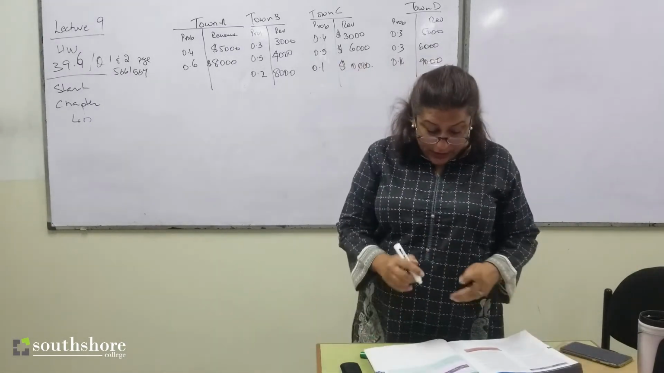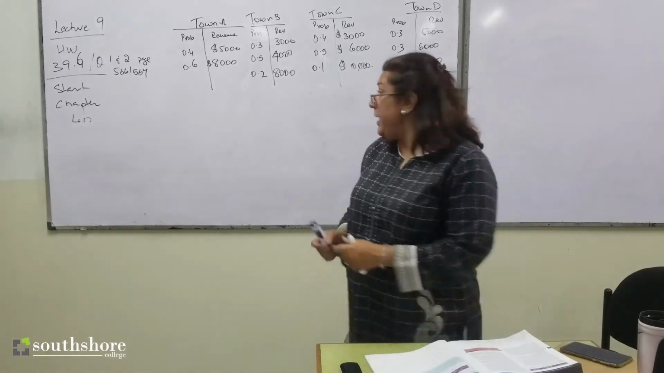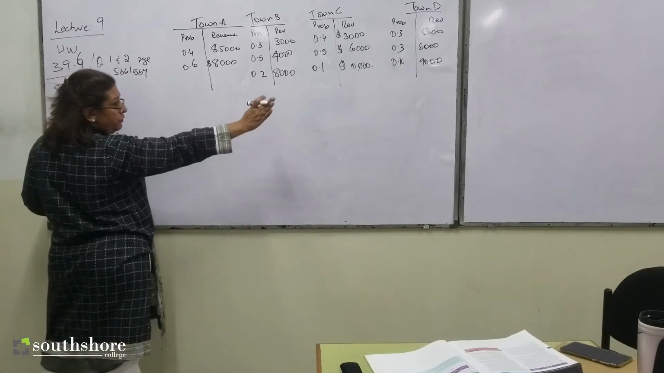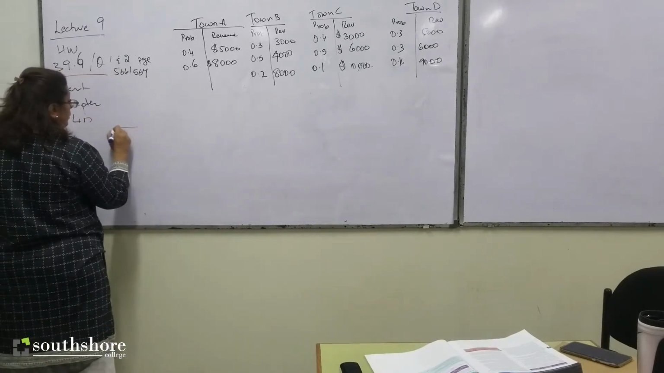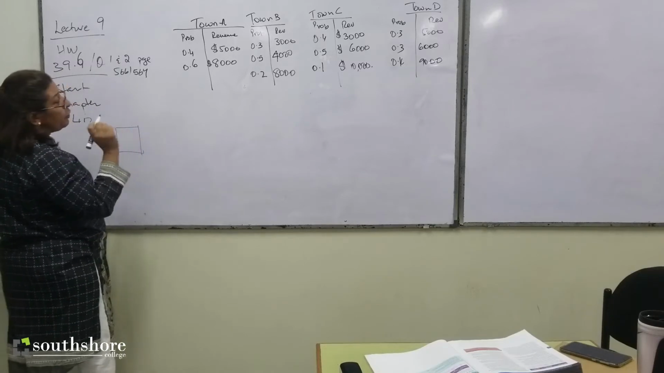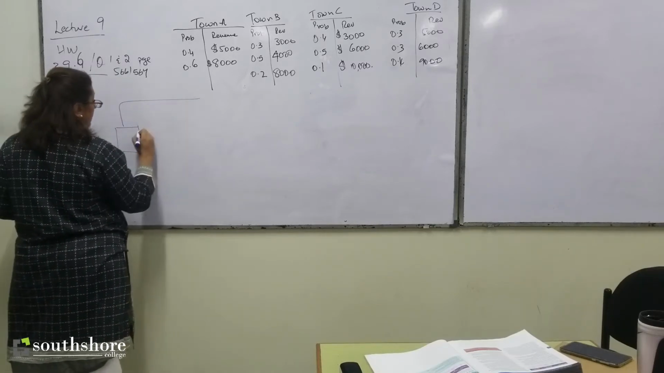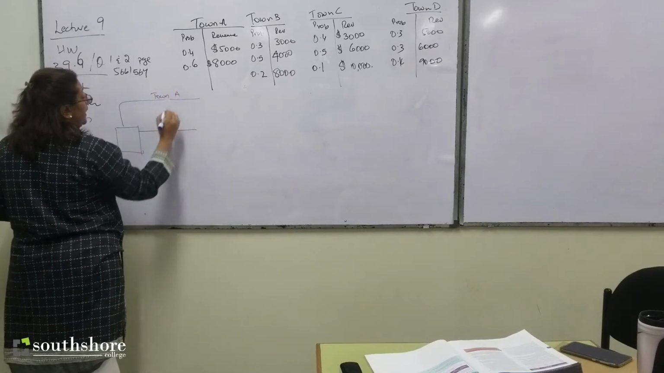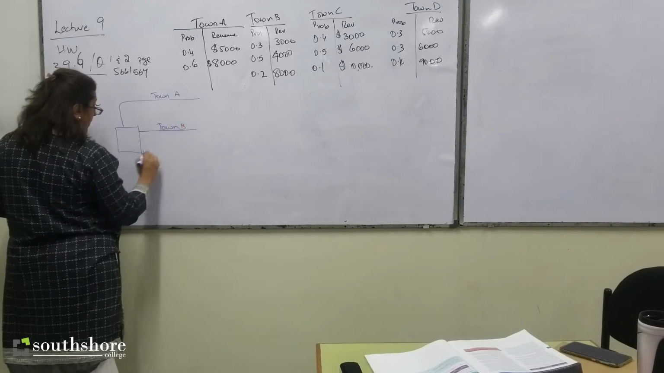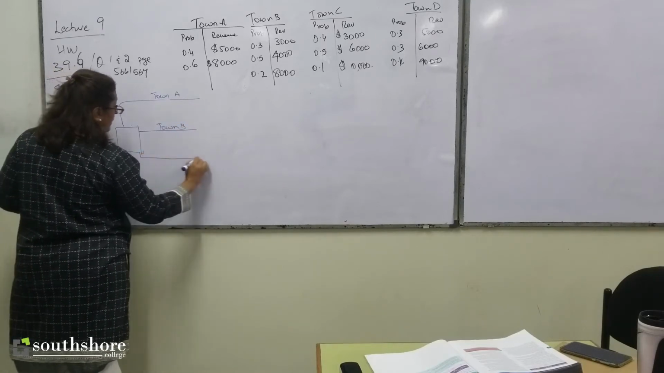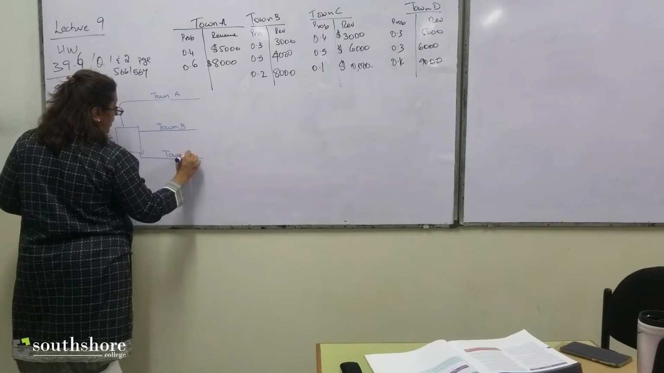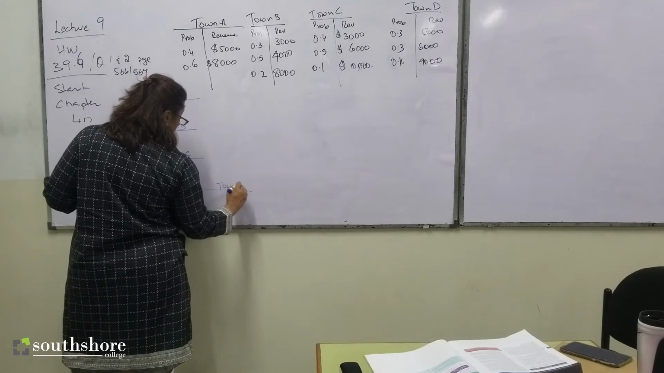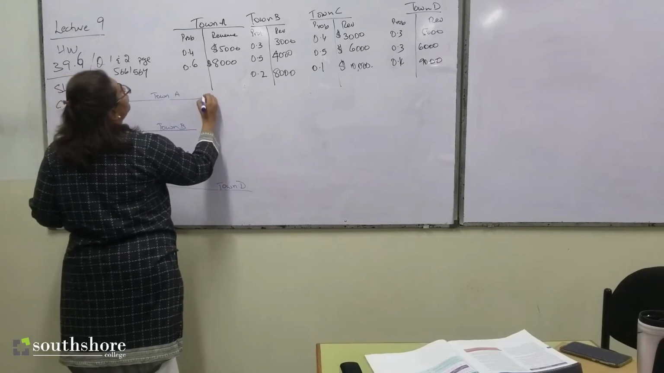Okay, so now we're going to build our decision trees. He has 4 options. Obviously, we know that the decision trees goes right to left, and it always starts off with a square. He has 4 options. He has town A, town B, town C, and we have town D.